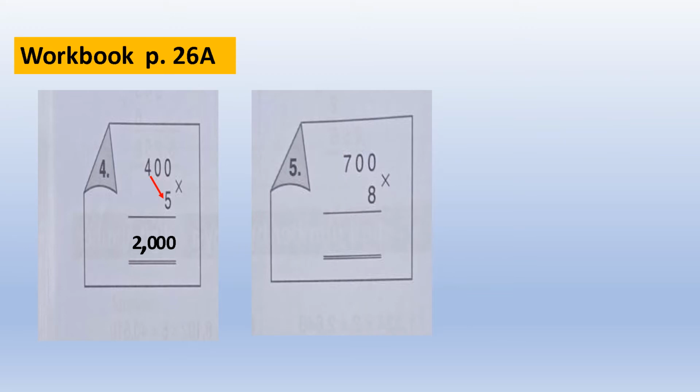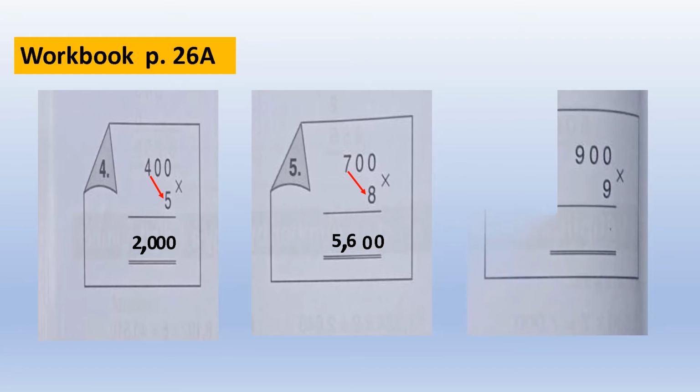Number 5. It's the same. Just multiply 7 times 8 is 56. And then add two zeros. Put a comma after the third digit from the ones place. So you say 700 times 8 is equal to 5,600.